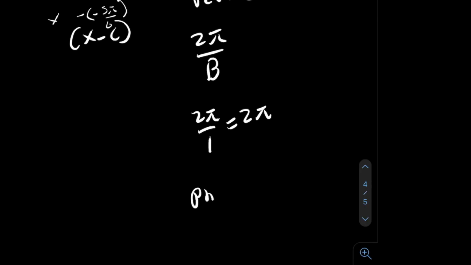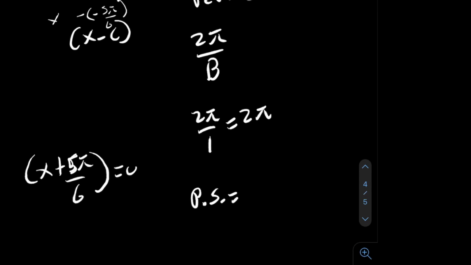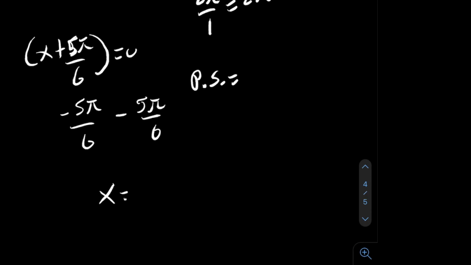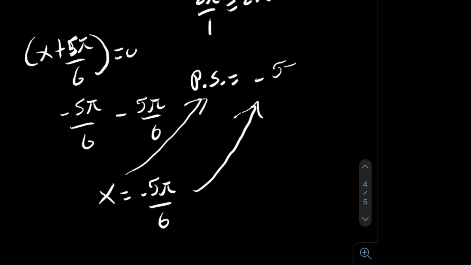Next, we need to find the phase shift. We're just going to call it PS for right now, just to make it simple and easy. And PS, as we said, is found by making this parenthesis equal 0. So in this scenario, it's x plus 5 pi over 6 equals 0. Subtract 5 pi over 6 from both sides, which leaves us with x equals negative 5 pi over 6, meaning that our phase shift, which is essentially our x, is negative 5 pi over 6. Now that we have this, we can go ahead and graph.